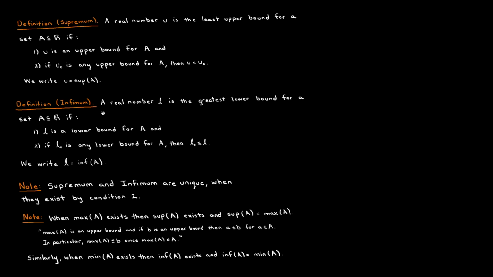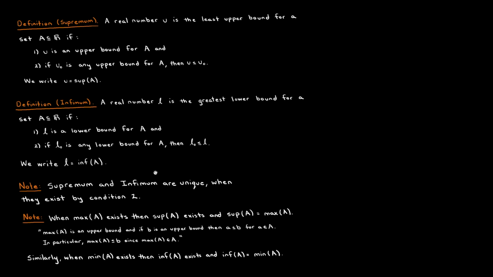Similarly, the definition of the infimum states a real number L is the greatest lower bound for a subset A of real numbers if L is a lower bound for A, and if L naught happens to be any lower bound for A, then L should be greater than or equal to L naught. So you see how the infimum is not just a lower bound, it's actually the greatest lower bound. It's bigger than or equal to any other lower bound you can find for A. And in this case, we use the notation inf, the infimum of A.